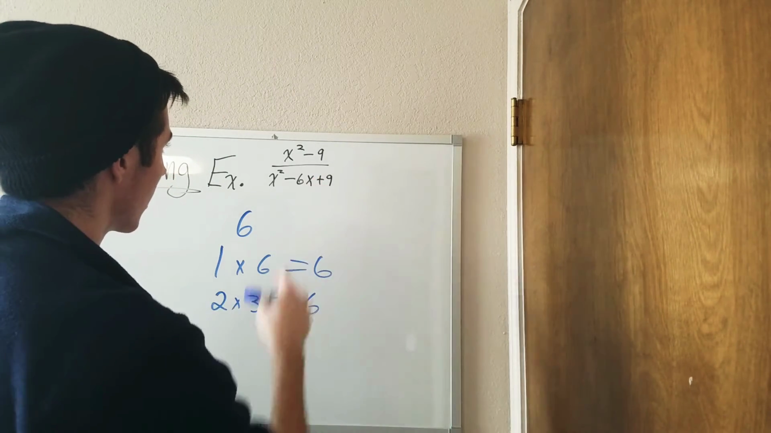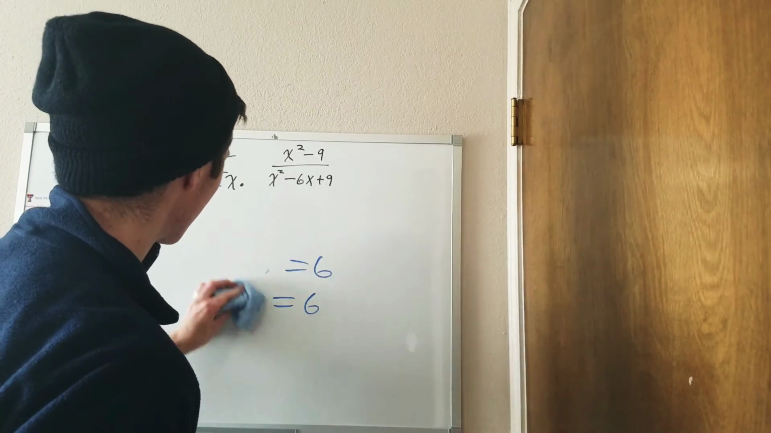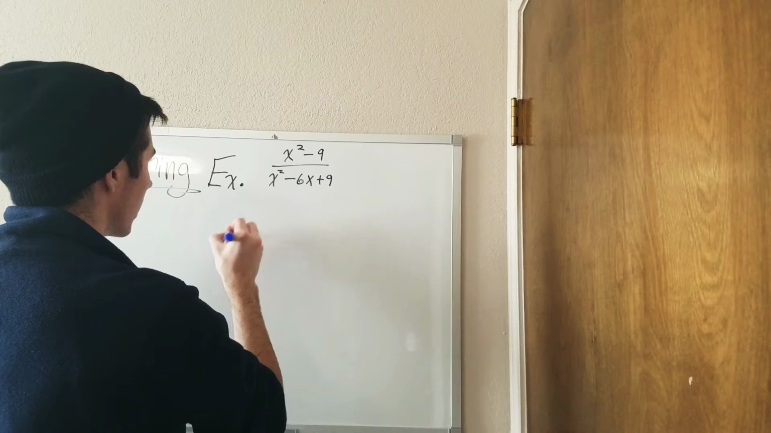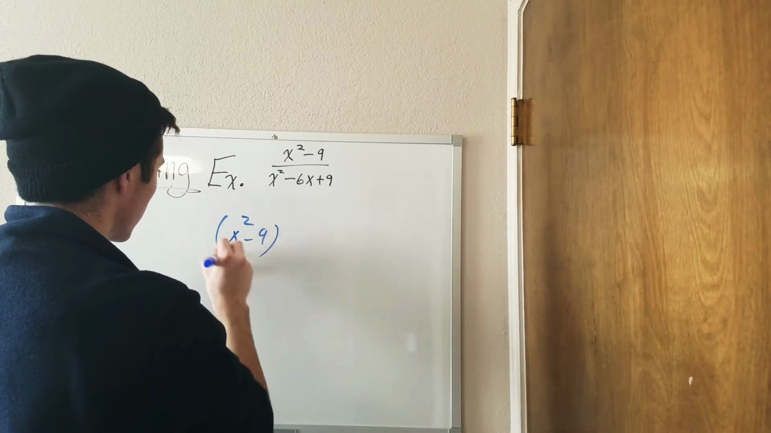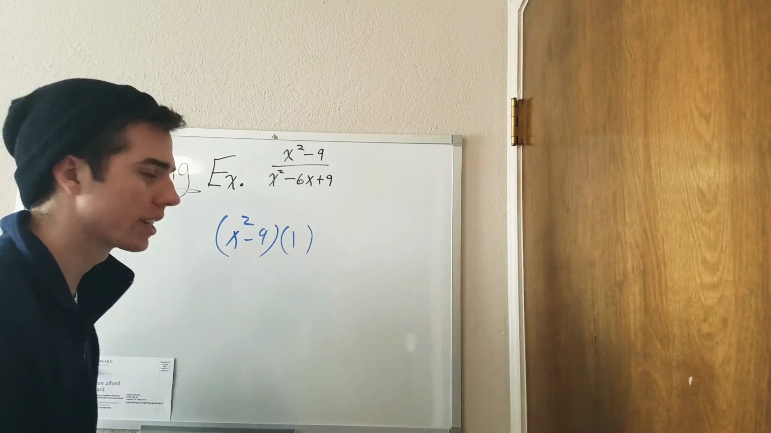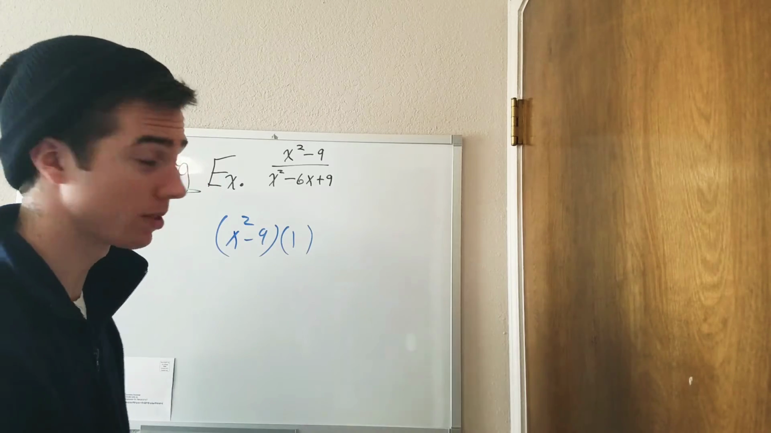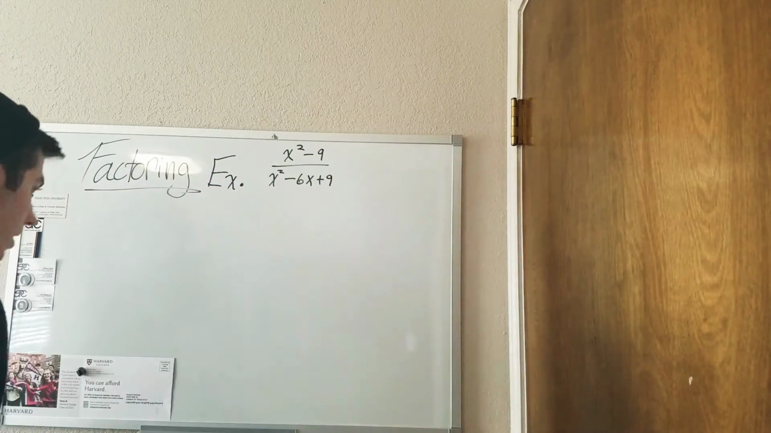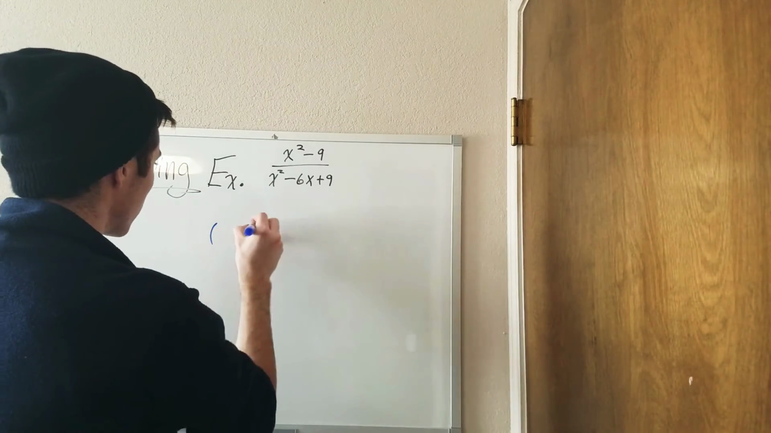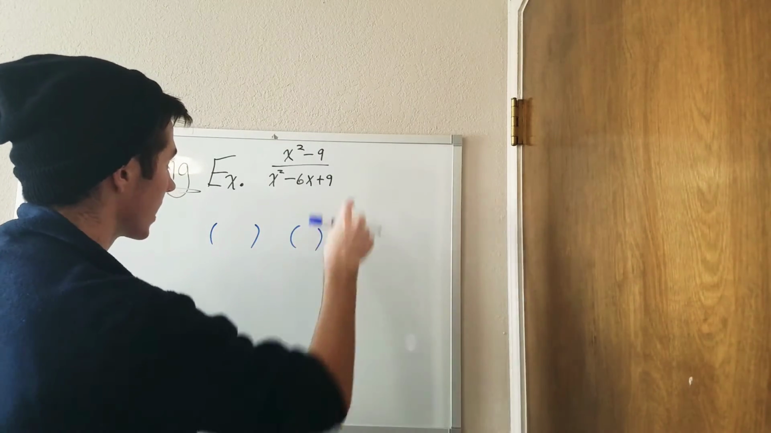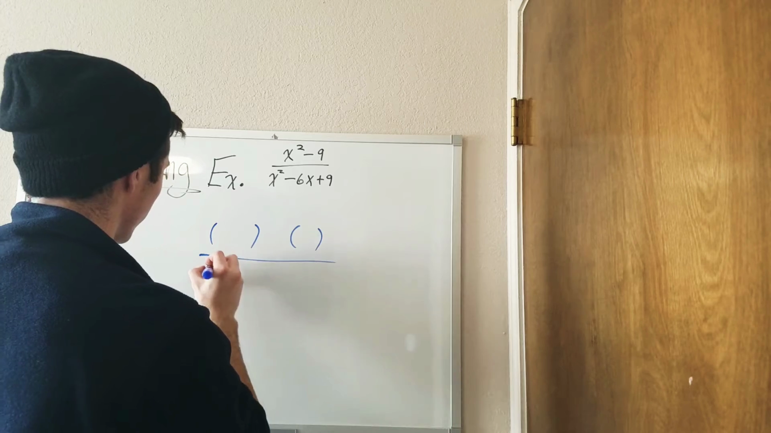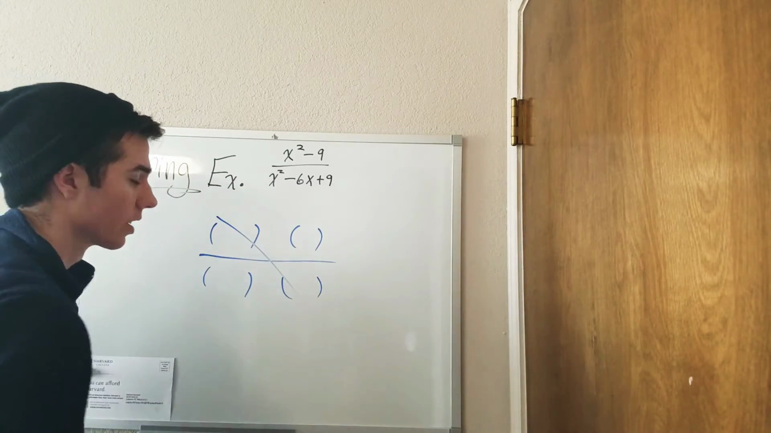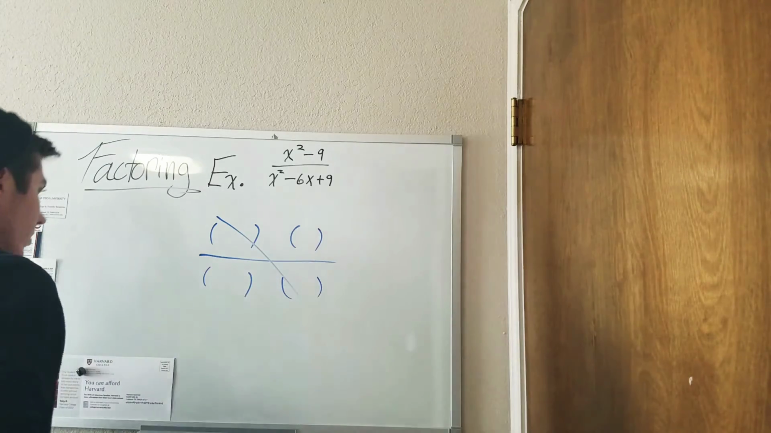In the case of polynomials like this, one way to factor the top would be to say x squared minus 9 times 1. Okay, technically that's factored, but that's really stupid, obviously. So what we're going to do is try to find the unique combination of two things that multiply to equal the top over two things that multiply to equal the bottom, and hopefully something will cancel out.